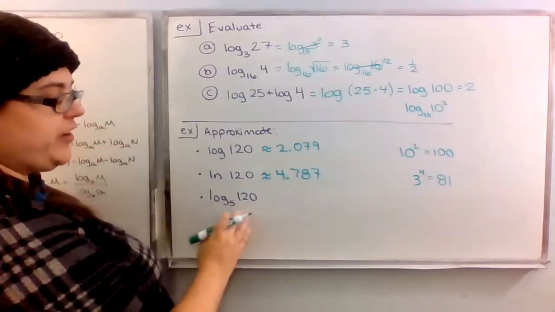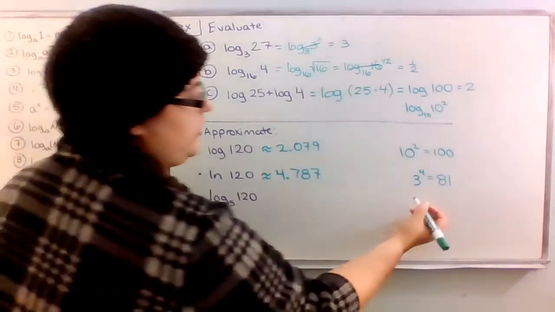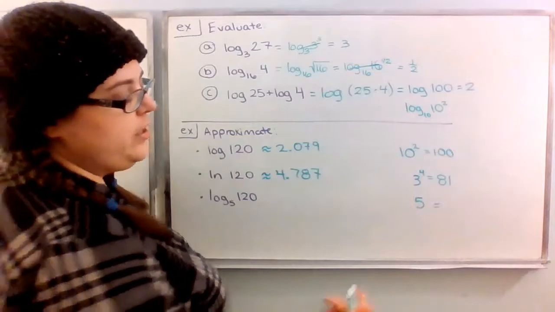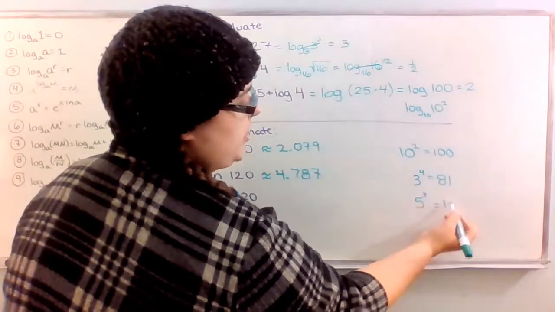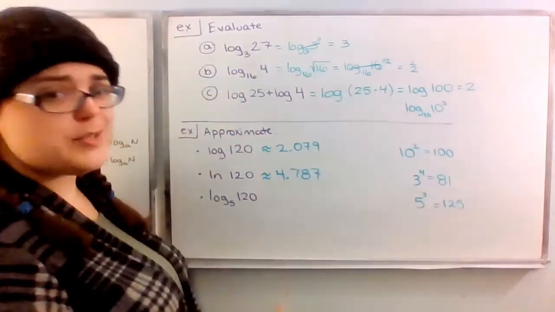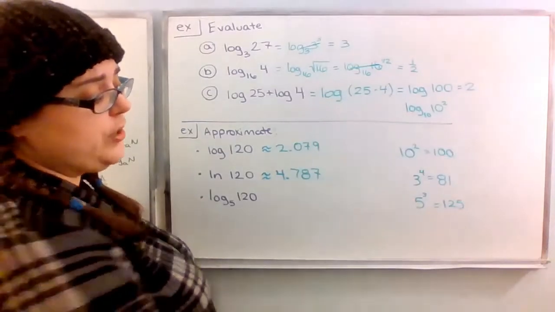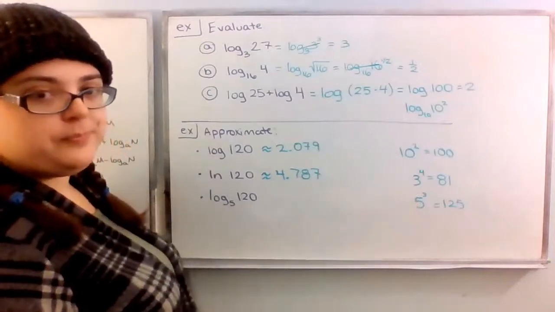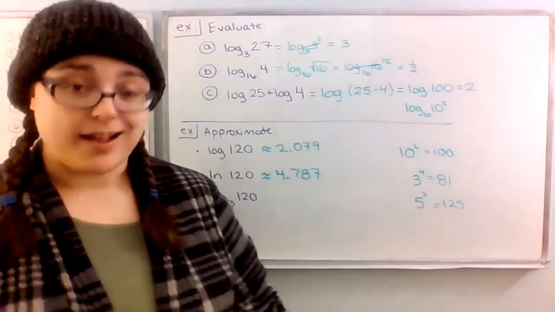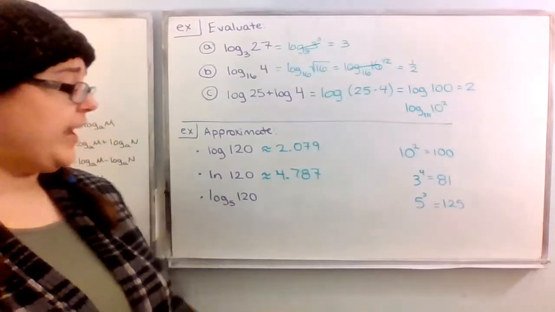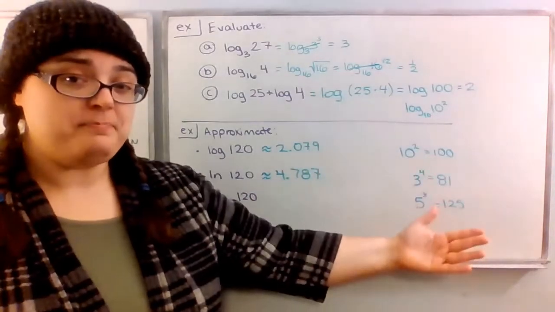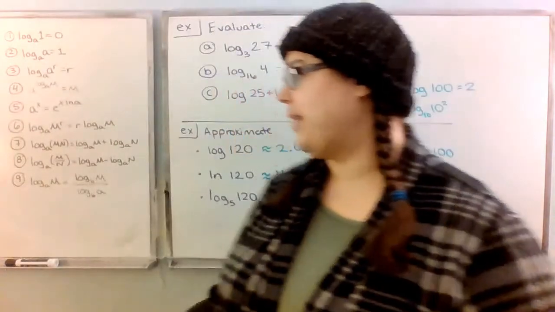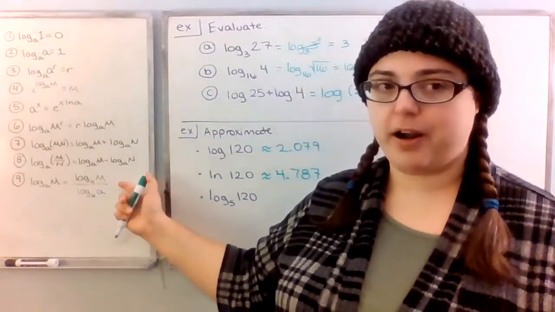Now for log base 5 of 120, we've got to think, 5 to what power gets me close to 120? So I know that 5 cubed is 125, and that's pretty close to 120. So I'm going to expect log base 5 of 120 to be pretty close to 3. Now the problem is, on my calculator, because it's older, I can't input log base 5. It can't happen. So I'm going to rely on my change of base formula, which was property number 9.